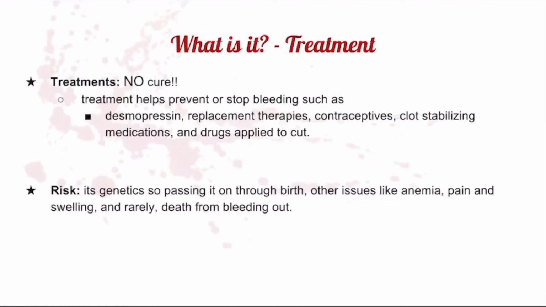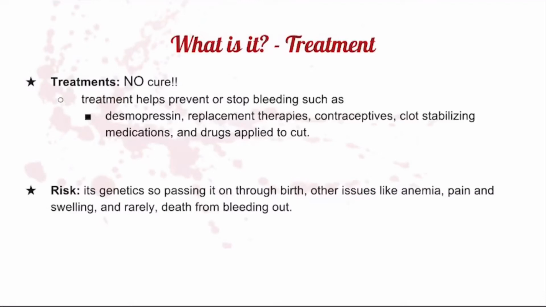So what are the treatments that are provided for this? As it says, there's no cure, but there are treatments that help prevent or stop bleeding, such as desmopressin, replacement therapies, contraceptives, clot stabilizing medications, and drugs applied to the cut. Desmopressin is a hormone that is injected or inhaled, and it causes your body to produce more of the von Willebrand factor proteins. This is usually utilized for type 1 and type 2. Replacement therapies are infusions of concentrated blood clotting factors containing the protein and can be helpful to all 3 types of the disease.